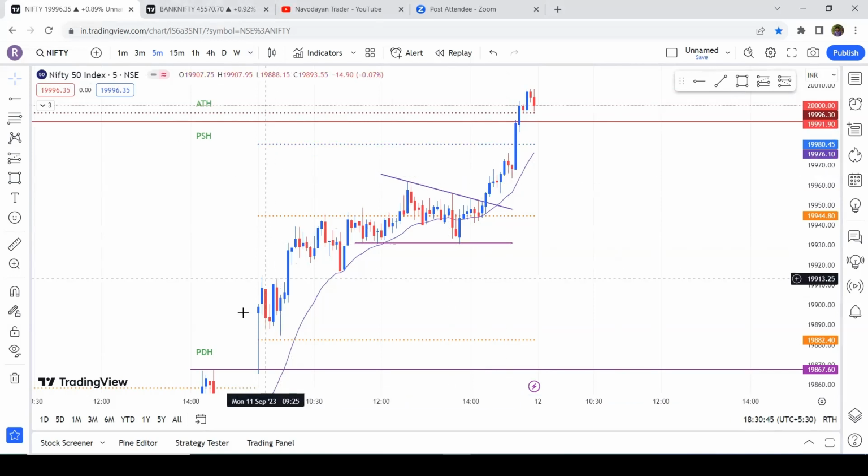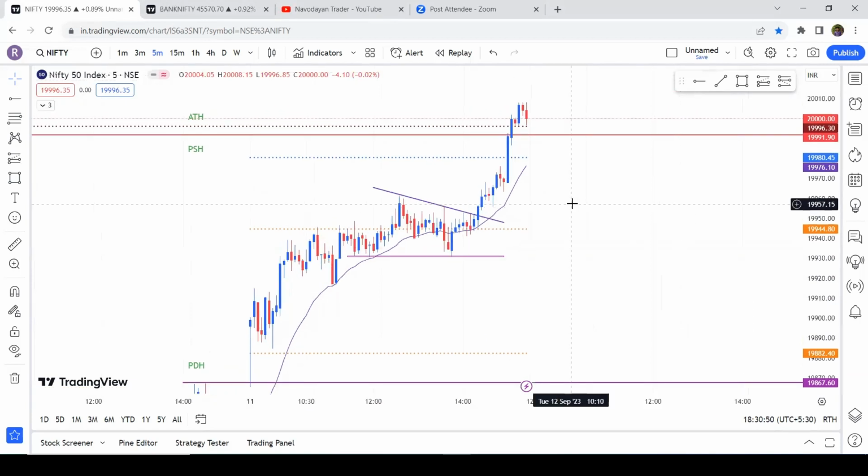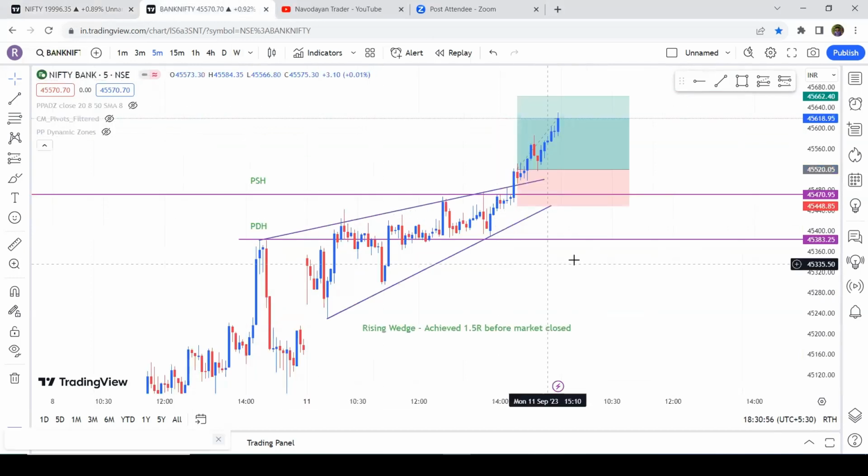One was this entry, another one was the retracement entry, and another was a wedge breakout, which is nothing but a simple price action breakout here. So these were three beautiful entries for today. And yeah, you can see the Bank Nifty.